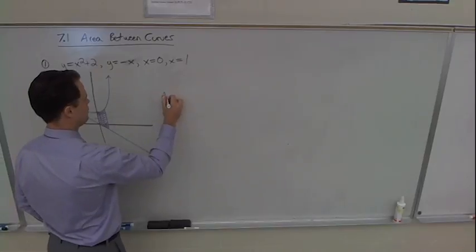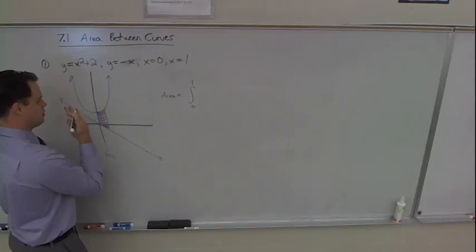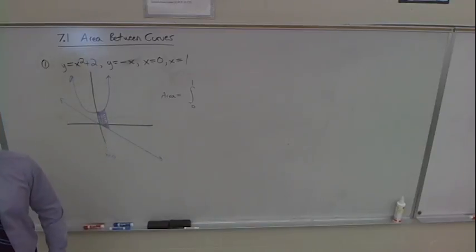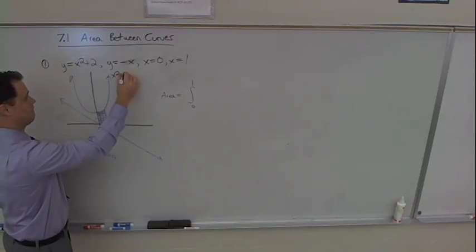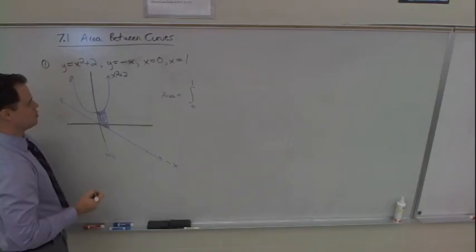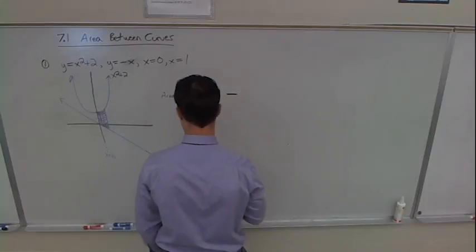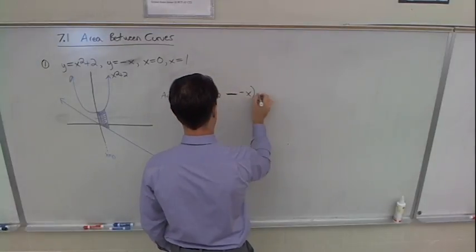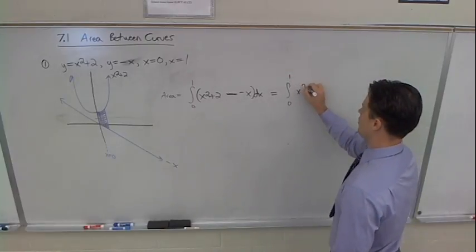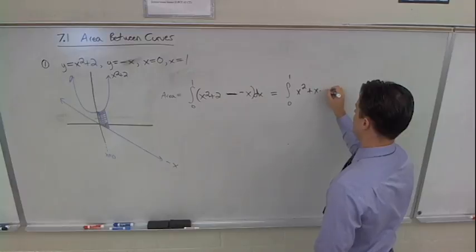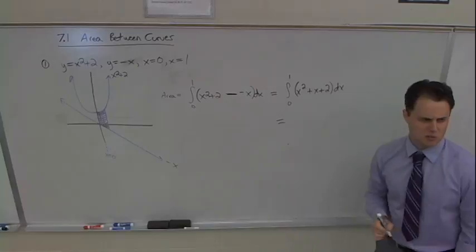So this area is going to be the integral from 0 to 1, there to there, rectangle, rectangle, rectangle. What are the dimensions? That helps to label these, right? So I'm going to go top minus bottom. Simplify. And that's a pretty easy integral to do.